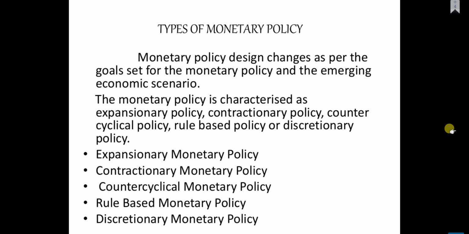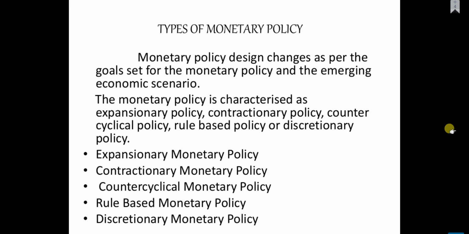The first is expansionary monetary policy. Expansionary or easy monetary policy aims at encouraging spending on goods and services by expanding the supply of credit and money by lowering the policy rates, lowering the reserve requirements, and purchasing government securities from the market.